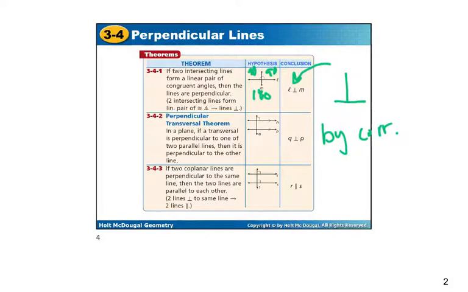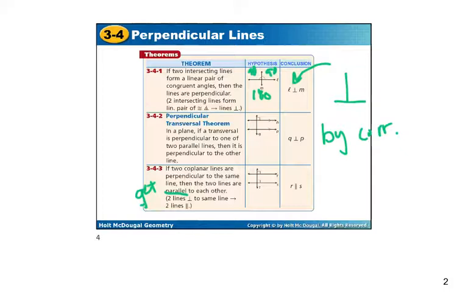All right. And then the last one here about perpendicular lines says that if two coplanar lines are perpendicular to one line, so if we have two lines that happen to be perpendicular to another line, then those two lines are going to end up being parallel. So we're going to get parallel lines from those right angles.